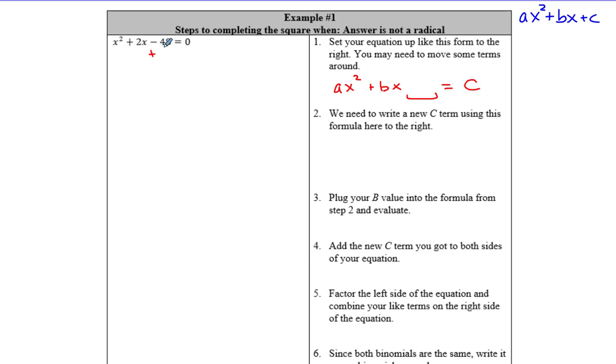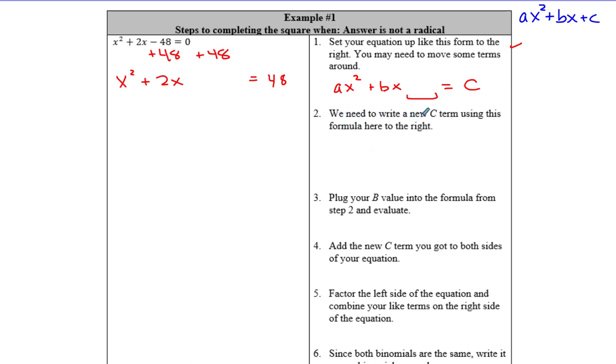So in our example here, we have a negative 48. So I want to add a 48 to both sides. And that will give me x squared plus 2x. And remember, I want this space right here. And then I'm going to have this positive 48 to the right. Okay, so that's step 1.